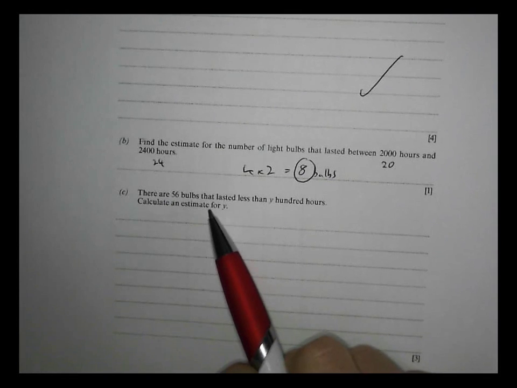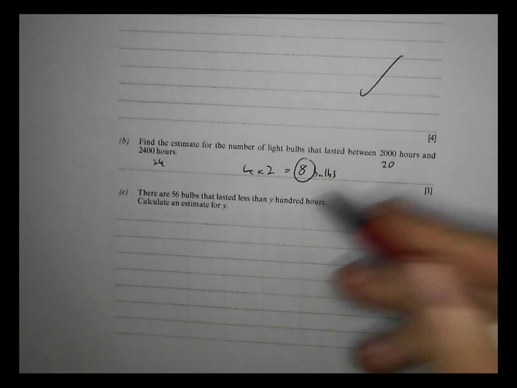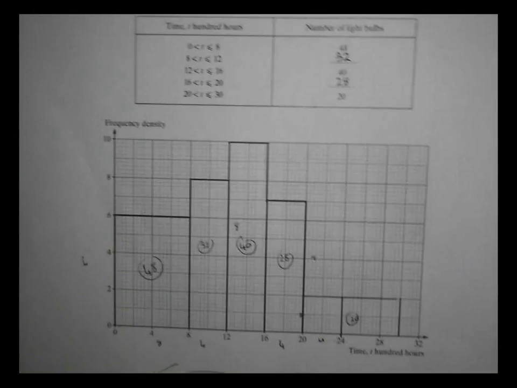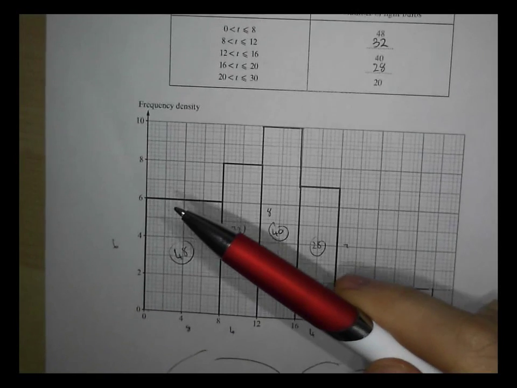There are 56 bulbs that lasted less than Y hundred hours. Now this, put a little star by this, these are cropping up a little bit, these questions. They're fiendishly hard, but I think we can get it. There are 56 bulbs that lasted less than Y hours. Calculate an estimate for Y.